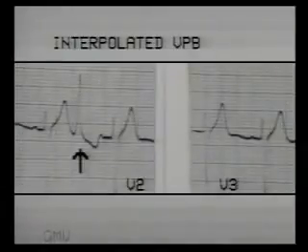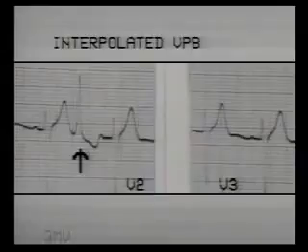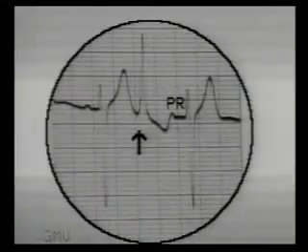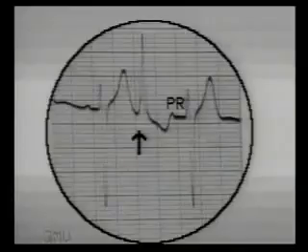This is another interpolated ventricular premature beat. Note that the sinus rhythm is undisturbed. In a close-up view, note the prolonged PR interval of the succeeding beat.